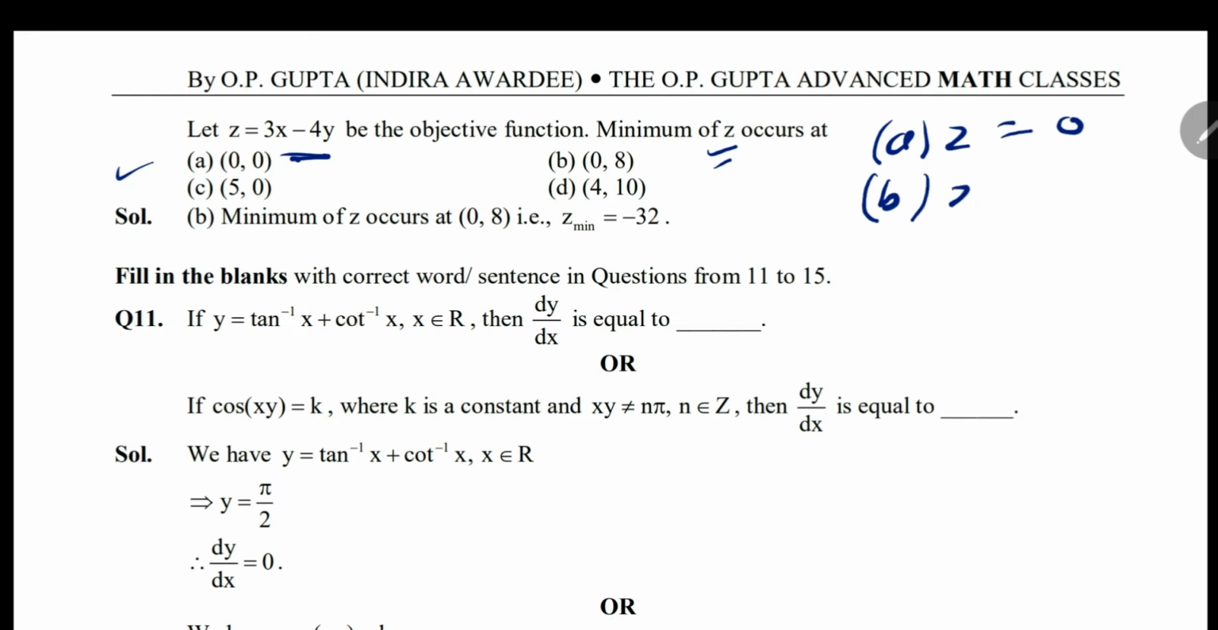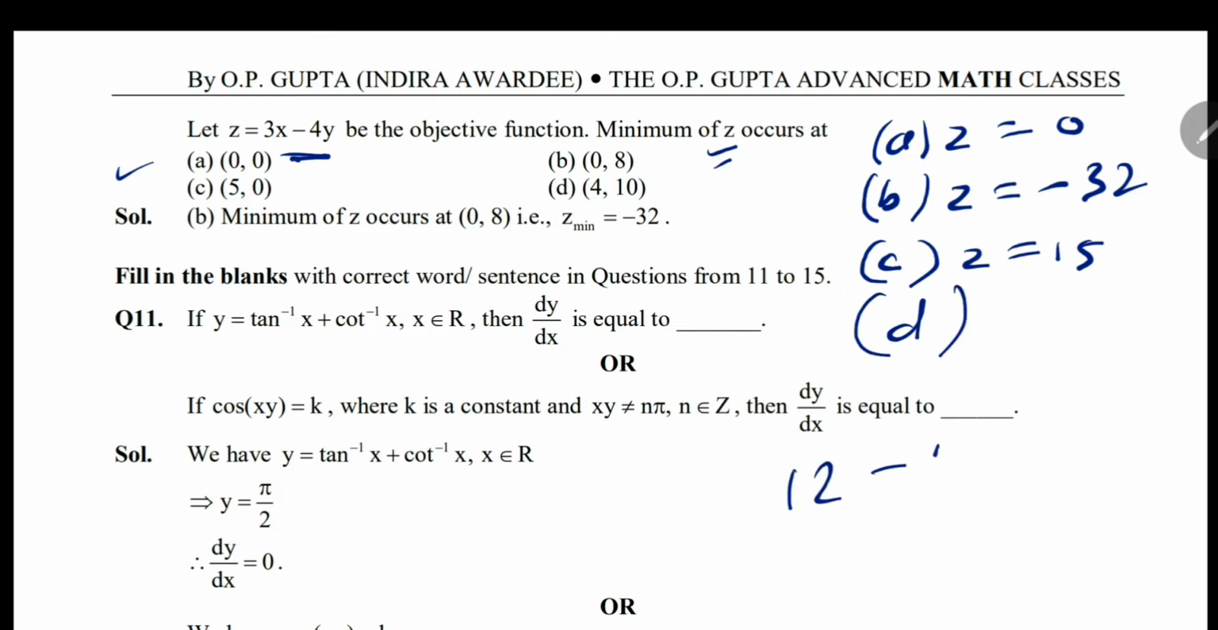For option B, the value of z will be 3 into 0 minus 4 into 8, that is minus 32. Then for option C, it will be 15. And then for option D, it will be 12 minus 40, that means it will be minus 28. So from all these options, you can see the minimum value of z is minus 32. Therefore, option B will be more suitable for this problem.